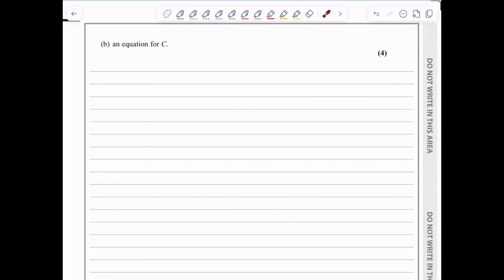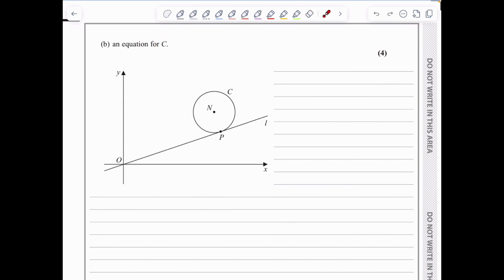In part B, we need to find an equation for C. So looking at the diagram we were given, let's add all the information we have up to this moment. We've got the equation of the line L. We've got the point N having coordinates 7, 4. We have found the equation of the line passing through P and N. And we know that point P is the point of intersection of these two lines.